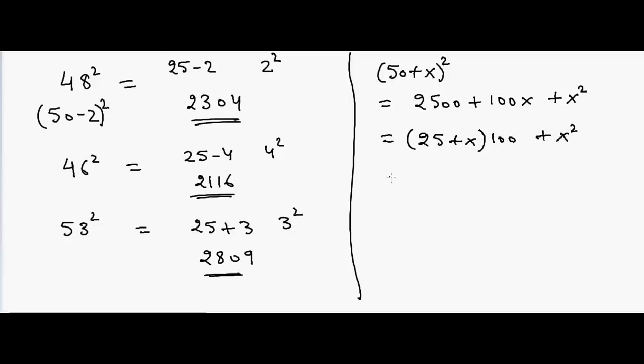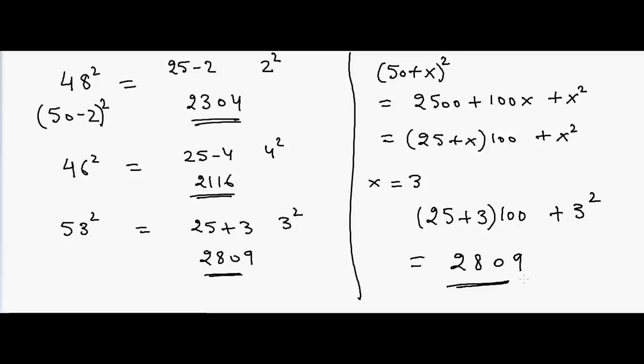Now as you can see, if x is equal to 3, then what I'm doing is adding 25 plus 3, right, and then adding 3 square, so the answer is equal to 2809. So this is how this trick works. It's based on (a + b) whole square.